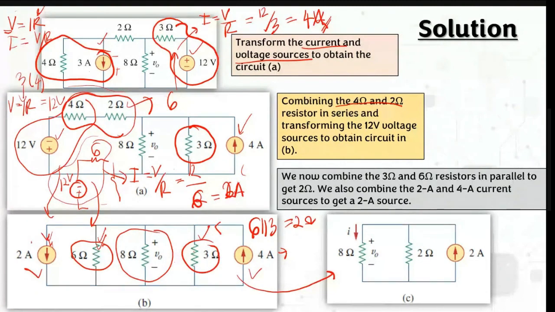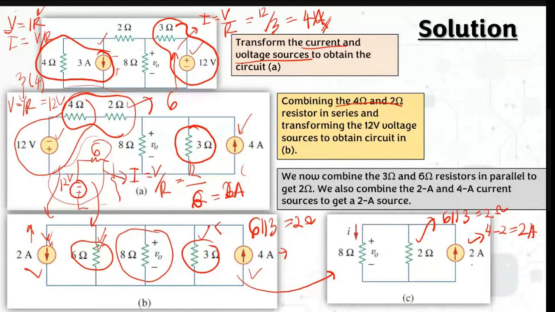If the current direction is the same, you can just add the value, but because the current directions are different, it means that it will subtract the value. Okay, so 4 minus 2, which is equal to 2 here. This one is coming from 4 minus 2, so you get 2 ampere, and this 2 is actually 6 ohm parallel with 3, so then you can get 2 ampere at 2 ohms. So now you will have this circuit.